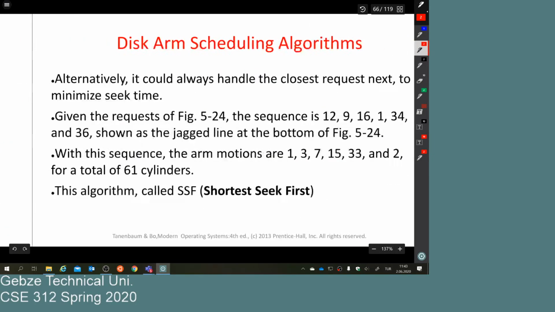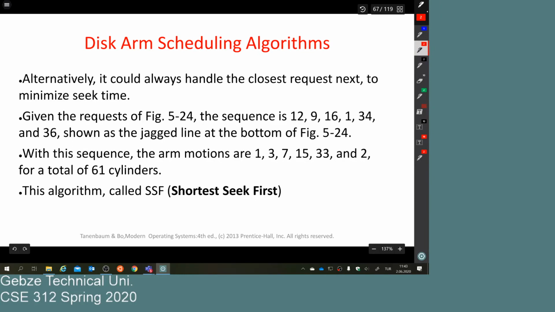For example, the second algorithm that we are going to look at is shortest seek first. As I said before, I am at track number 11, and I will sequence my disk accesses so that whichever is shortest, I go there first. So 12 is the shortest, then 9, then 16, then 1, then 34, and 36. This is the shortest seek first algorithm.